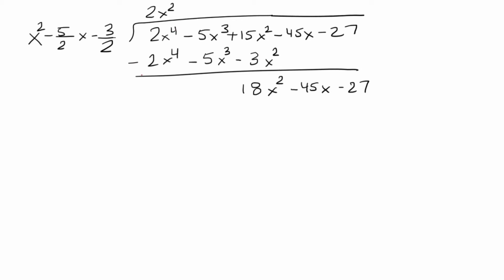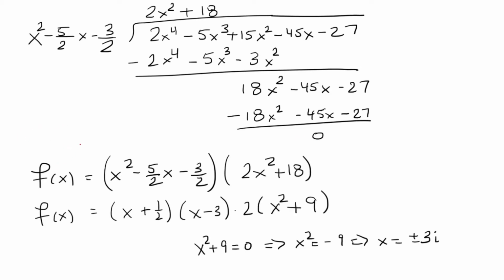So the 2x to the fourths are going to cancel. And then also the -5x cubes are going to cancel. Then you have 15x squared minus -3x squared. That's just going to give you 18x squared. And then we're just going to drop down to -45x and then -27. So at this point, we look at, okay, the highest degree is x squared, and the highest degree here is 18x squared. So that means I have to multiply 18 to x squared to get to 18x squared. And then we're going to multiply 18 by x squared, -5/2 x, and -3/2 to get this following expression. And when we subtract them, we end up getting remainder 0.